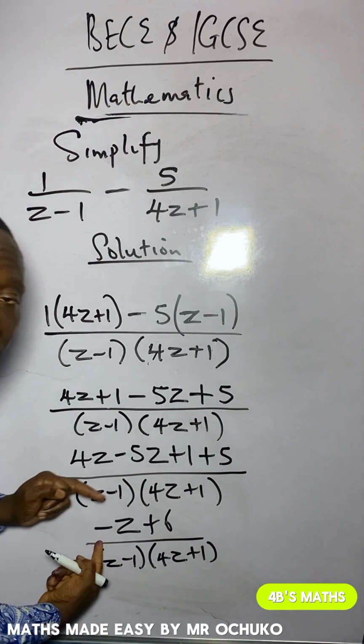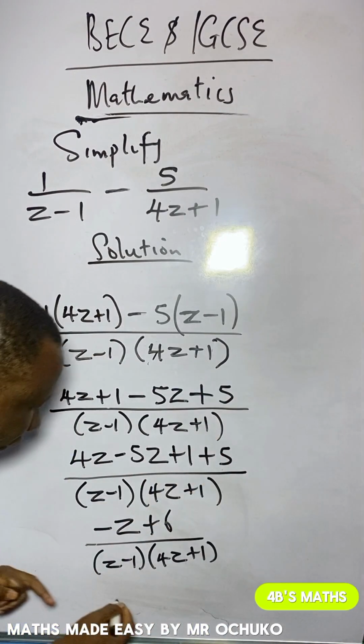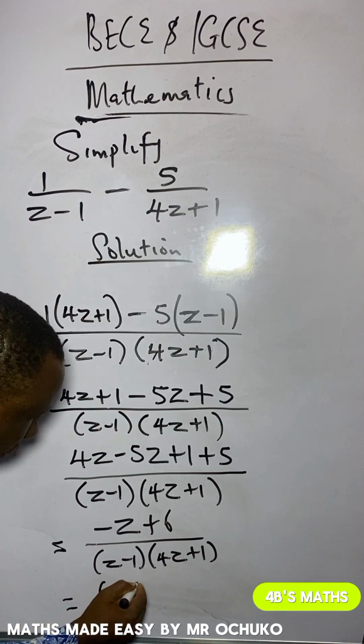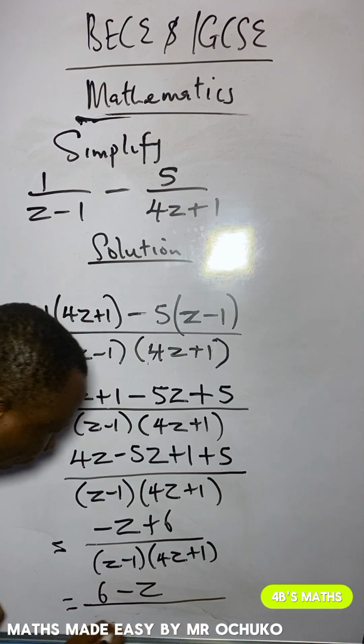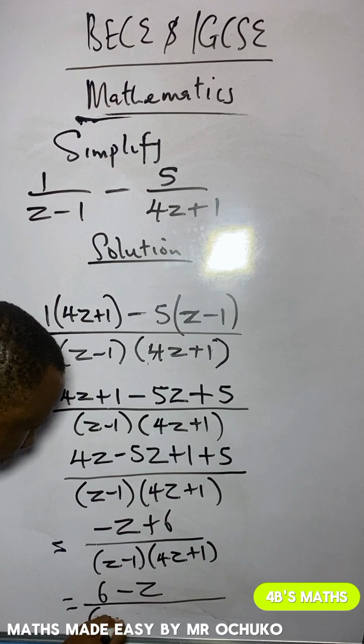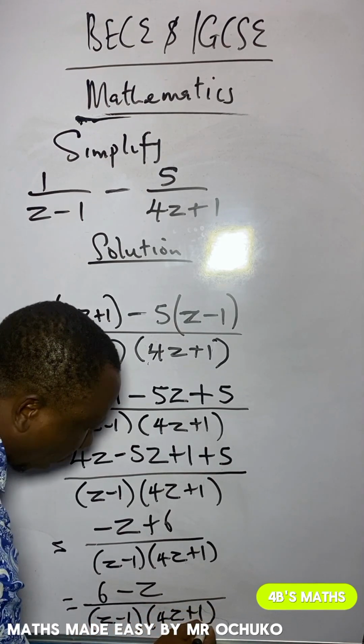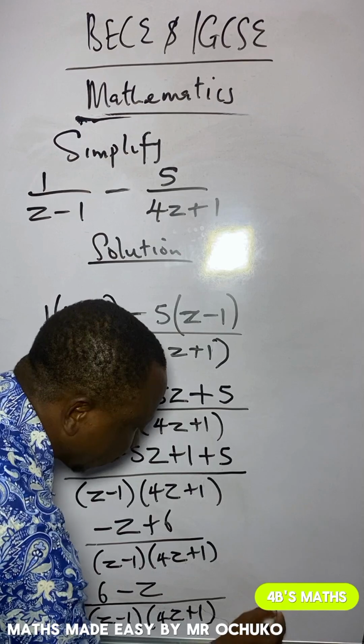If I don't want this negative sign to be outside, I can write it like this, because this is still the answer. 6 minus z all over z minus 1, 4z plus 1. And that is the answer.